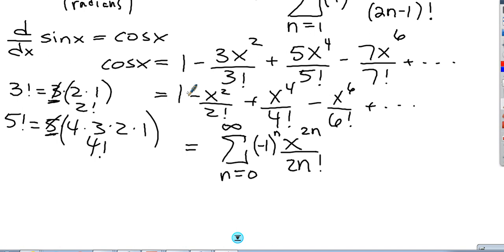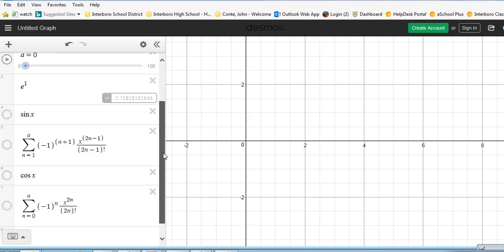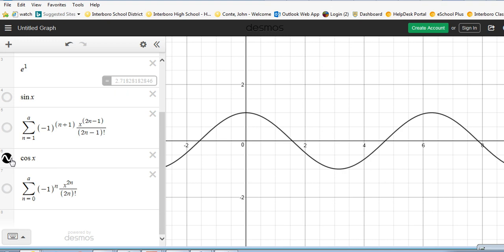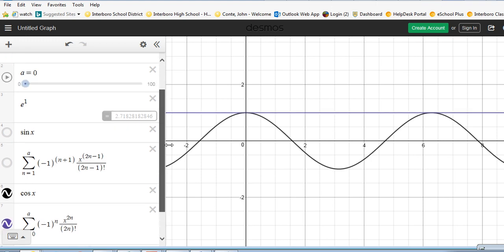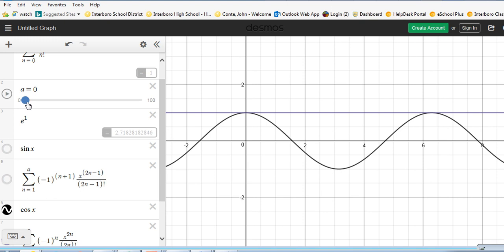So going back to Desmos, take a look at cosine here. There's our cosine term. Here is our Maclaurin series. And if we add terms, we can see we build up cosine in a very similar way. By the time you get to 14 terms, you're very close to being exact within this range that I have listed here.